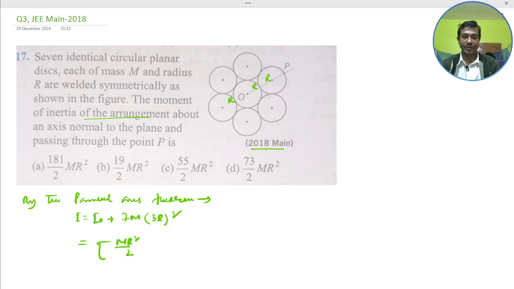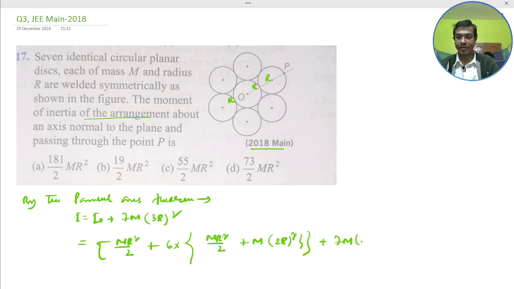So this would be m r square by 2 plus 6 m r square by 2 plus, you just use parallel axis, so m into d square, this means 2r square, plus 7 m r square, this one. So just calculate, here would be 181 by 2 m r square. So I think A would be our correct answer, 181 by 2 m r square.